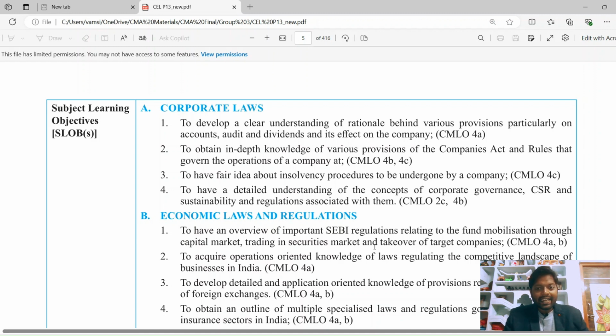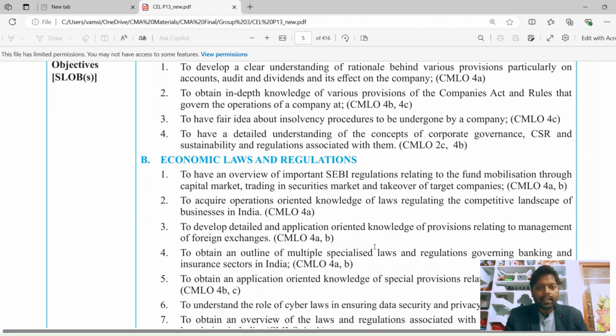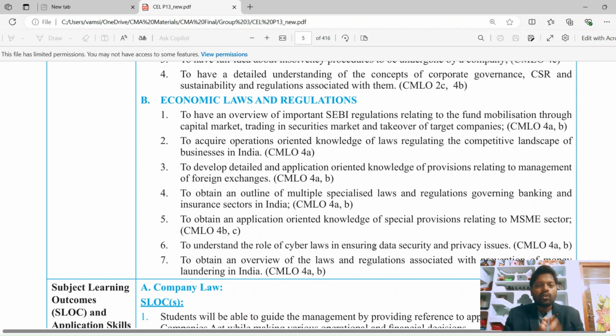Point number four, to have a detailed understanding of the concepts of corporate governance, corporate social responsibility, sustainability, and regulations associated with them. So corporate social responsibility means companies which are gaining more amounts of profits, companies which have more amounts of net worth, are supposed to contribute some amount of profit to the society for the development of society. So students must also know all these things. And number B, economic laws and regulations. So in economics, when you completely study part B, economic laws and regulations, the students are supposed to gain the following knowledge.